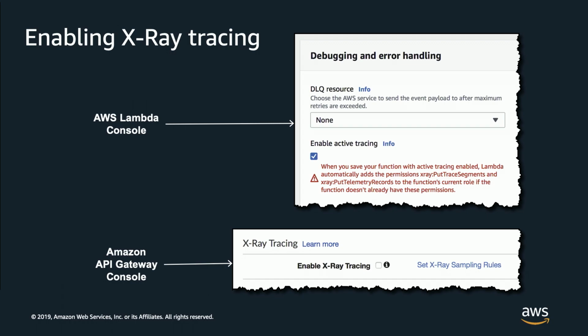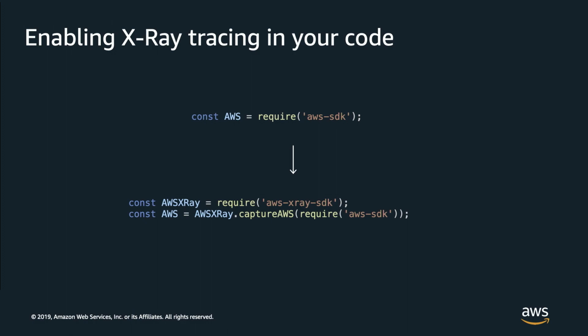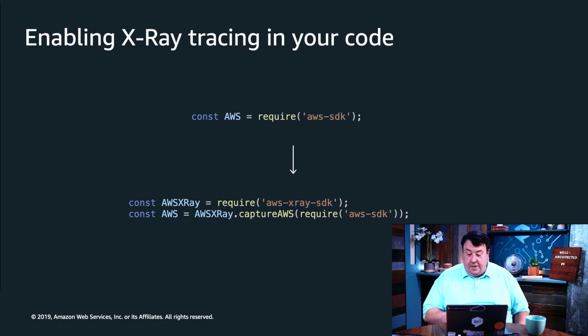Obviously, we have workloads that don't use those two services, so you can also enable X-Ray tracing directly within your code. In this case, we're going to take the AWS SDK, and we're also going to require the AWS X-Ray SDK so we can see all those AWS API calls layered on top of that, calls to things such as DynamoDB or even other higher level services. We support this for a variety of languages, and you can look at the X-Ray homepage to see what languages we support today.